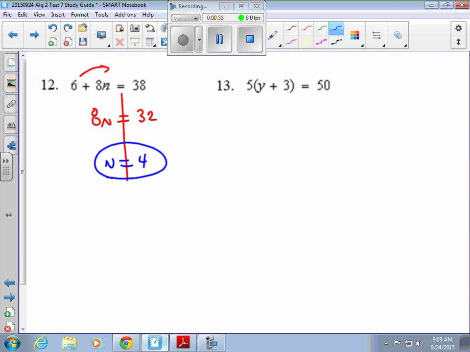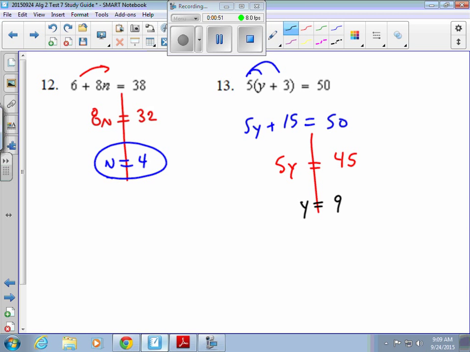Distribute: 5 times y is 5y, 5 times 3 is plus 15, is 50. Undo the addition and subtraction part by subtracting 15. So you have 5y is equal to 45. Undo 5 times something by dividing by 5. y is equal to 9.